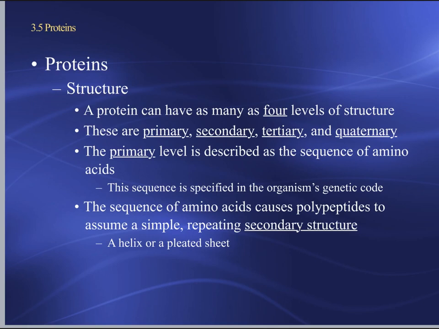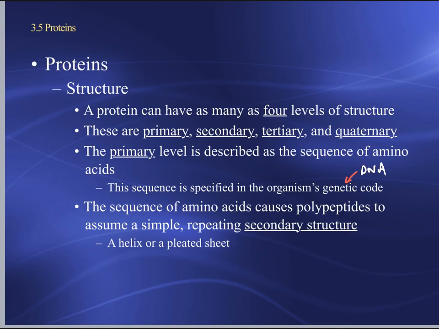So as far as structure goes, proteins can have as many as 4 levels of structure. These are primary, secondary, tertiary, and quaternary. The primary level is just the order of amino acids. Okay, so like the glutamic acid or phenylalanine, whatever the particular order is, that is the primary level. The sequence is specified in the organism's genetic code, right? We've talked about where we get all this stuff from. Well, you get it from your DNA. The DNA actually codes for proteins, and if you have mistakes in your DNA, you have mistakes in your proteins, and your cells don't function optimally.